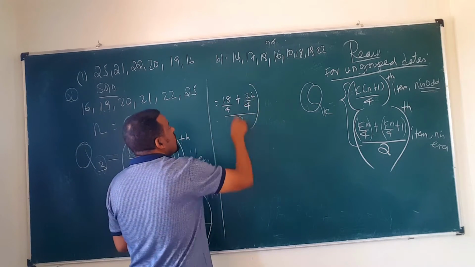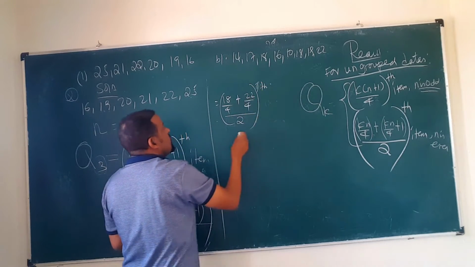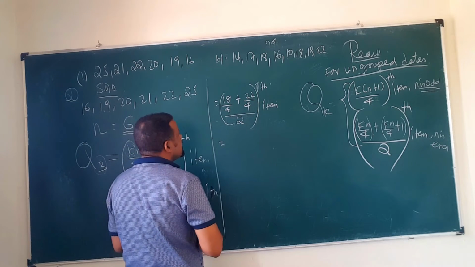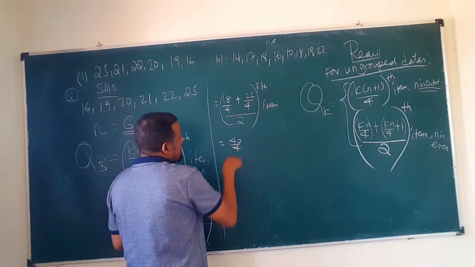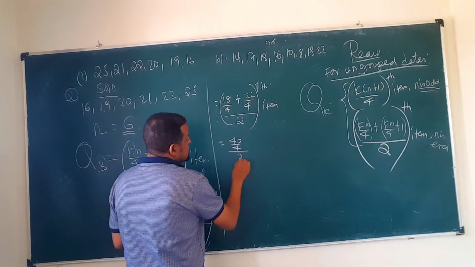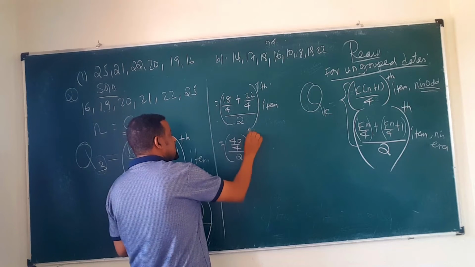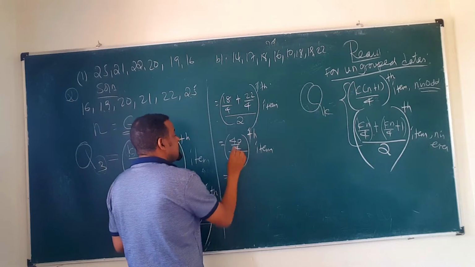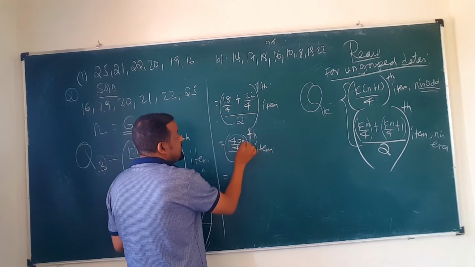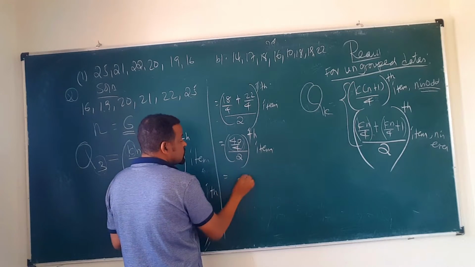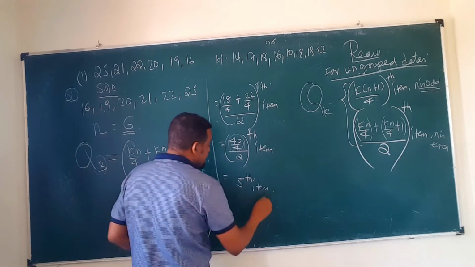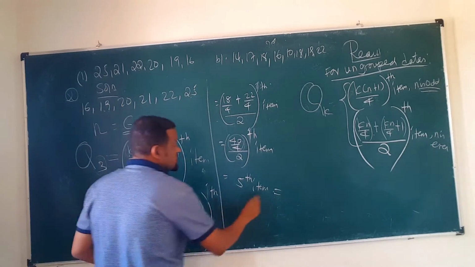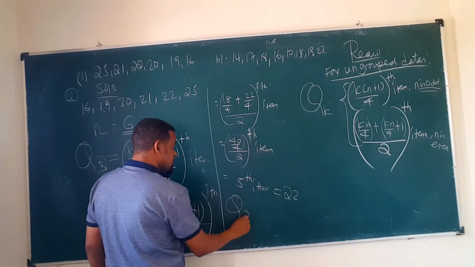The whole over 2, which is this item. Okay, this item, of course. So that will be 18 አራተኛ ሲደመር 22 አራተኛ, which is 40 አራተኛ. Okay, then over 2 አለ እዚህ ጋር, which is this item. 40 ሲካፈል 4 10 ነው. 10 ሲካፈል ለ2 ነው ደግሞ 5. So the fifth item. So what is the fifth item? The first, the second, the third, the fourth, the fifth. The fifth one is what? 22. So our Q3 is what?